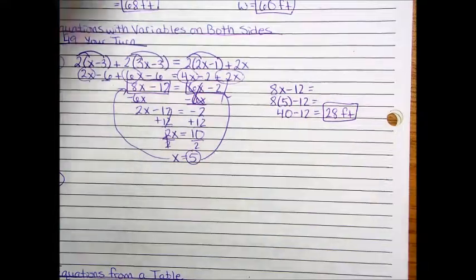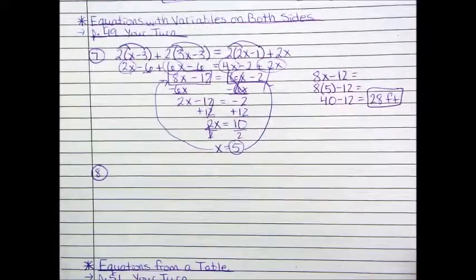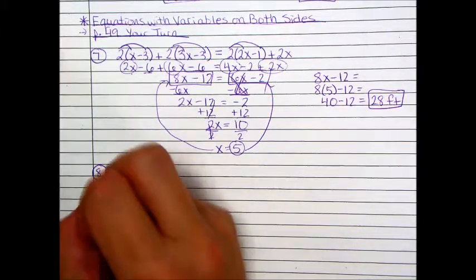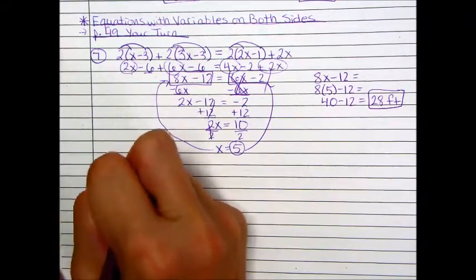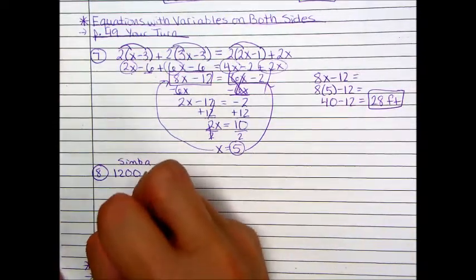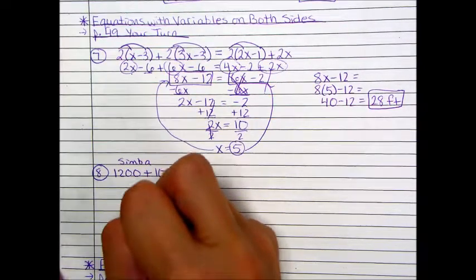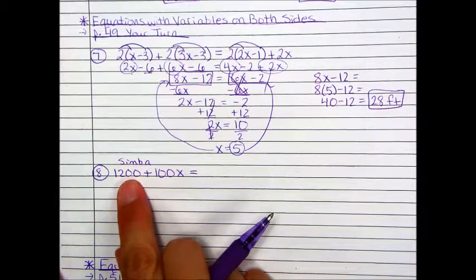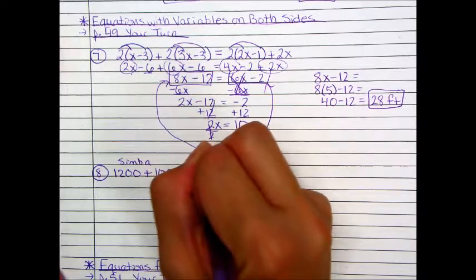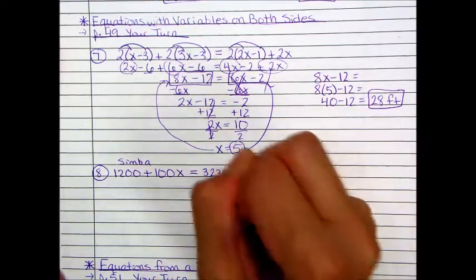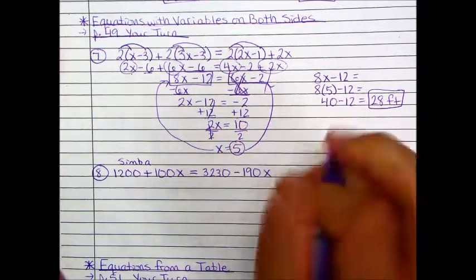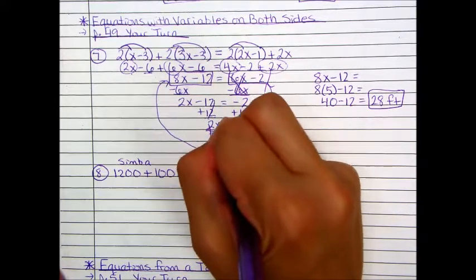So in this case, we have two animals. We want them to end up on the same diet plan. So we're going to write where they're starting now and put an equal sign in between. So we're going to start with Simba. Simba is currently consuming 1,200 calories, and the veterinarian is going to increase their diet by 100 calories per day. So I would write that as 1,200 plus 100x. Cuddles, on the other hand, is currently consuming 3,230 calories, and the veterinarian is going to decrease that by 190 calories per day. So that's the side for Cuddles.